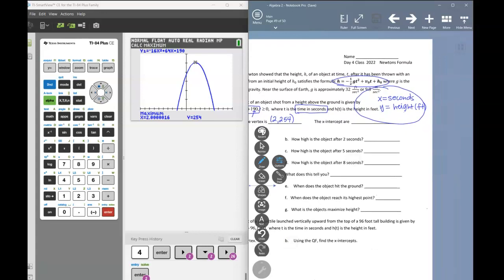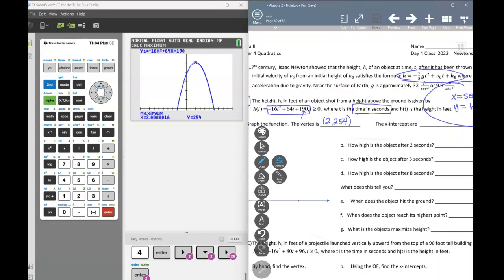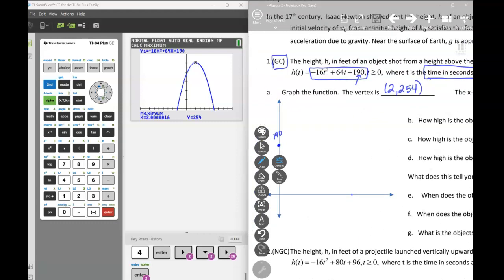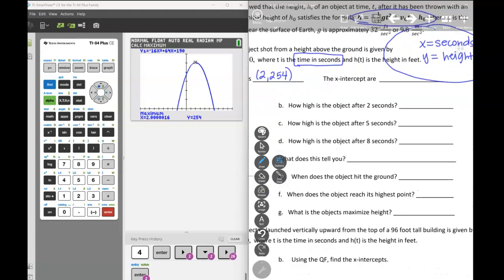X is seconds and Y is height in feet. What does 254 mean? X is seconds and height is 254. So it goes 254. Cooper's got it too. After what? Go ahead, Cooper. After 2 seconds is 254. Yep, and that's the peak because it's a vertex. So after 2 seconds, it's 254 feet in the air.